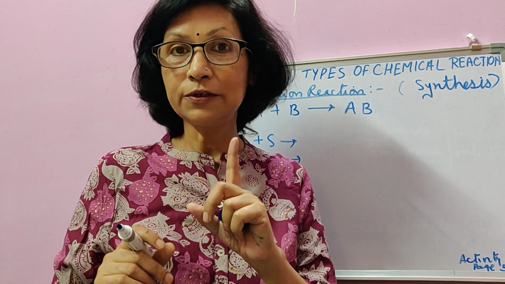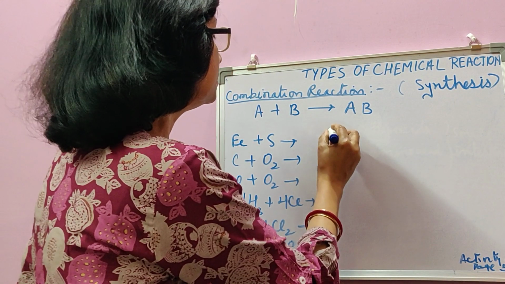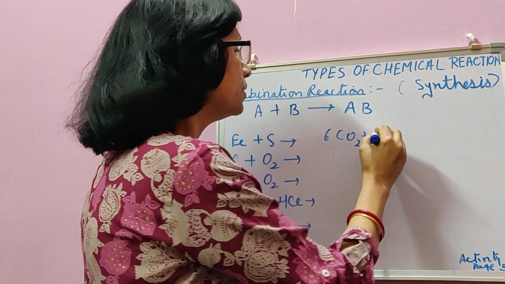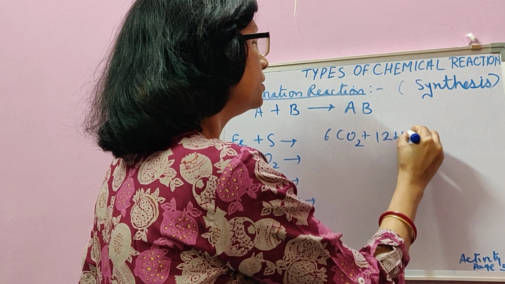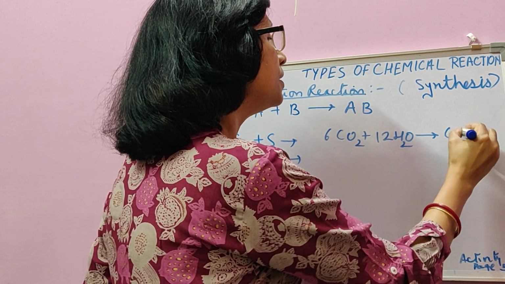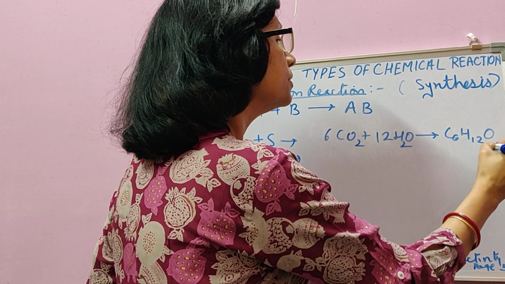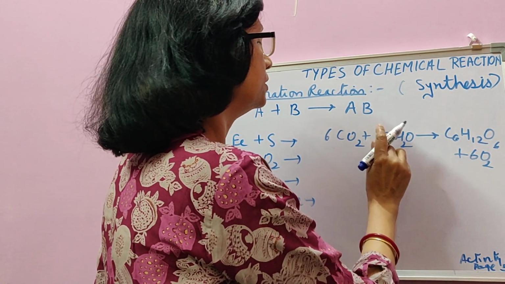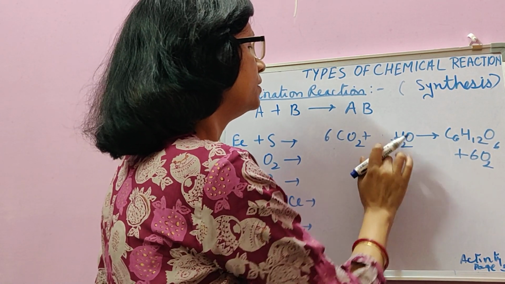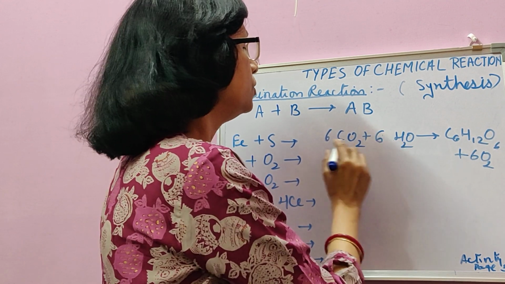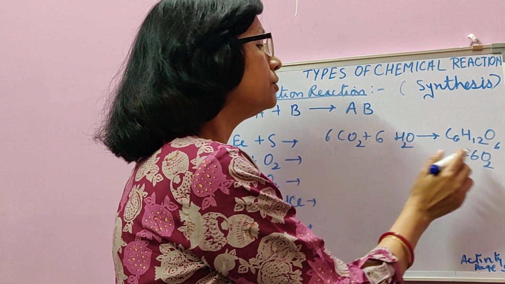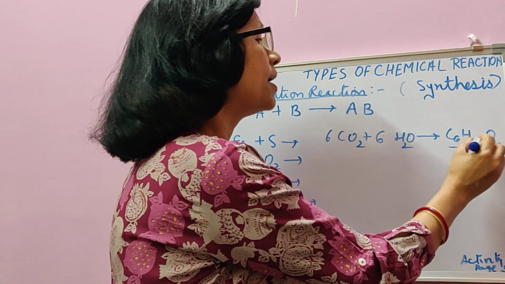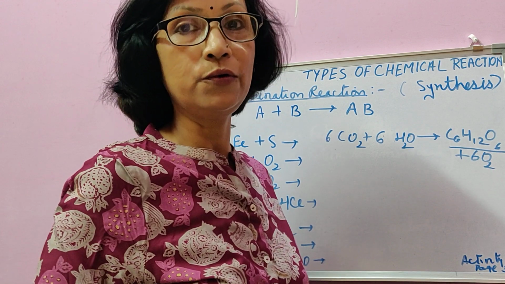Example is photosynthesis. In photosynthesis, 6 molecules of carbon dioxide along with 12 molecules of water combine to form a single molecule of glucose and 6 molecules of oxygen. We take it 6 only. Oxygen is also being formed, but the reaction is being done for the complex big molecule of glucose.